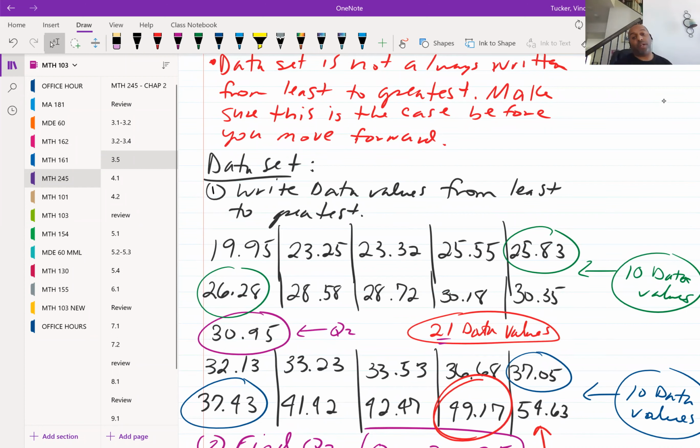So don't forget Q1, Q2, and Q3 are just middle values. Q2 is the middle value of your first half of data. Q1 is the middle value of the first half of data. Hold on, let me say that, I said it wrong. Q2 is the middle value of the whole set. Q1 is the middle value of the first half of data, and then Q3 is the middle value of the second half of data. Give you guys a chance to write that down.